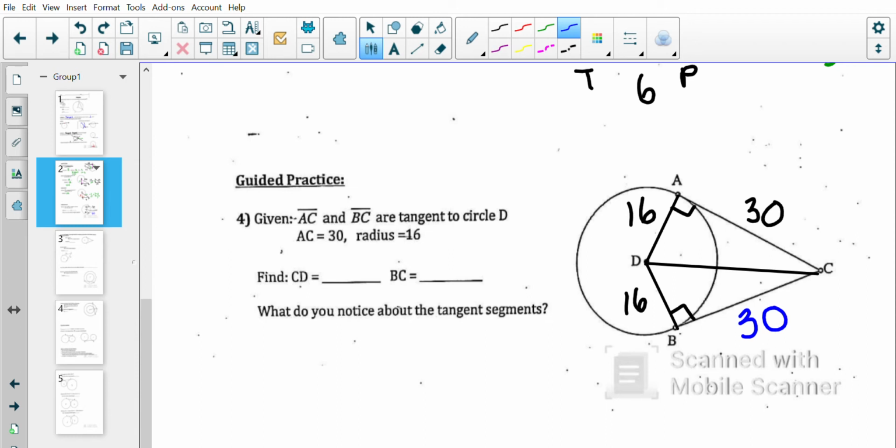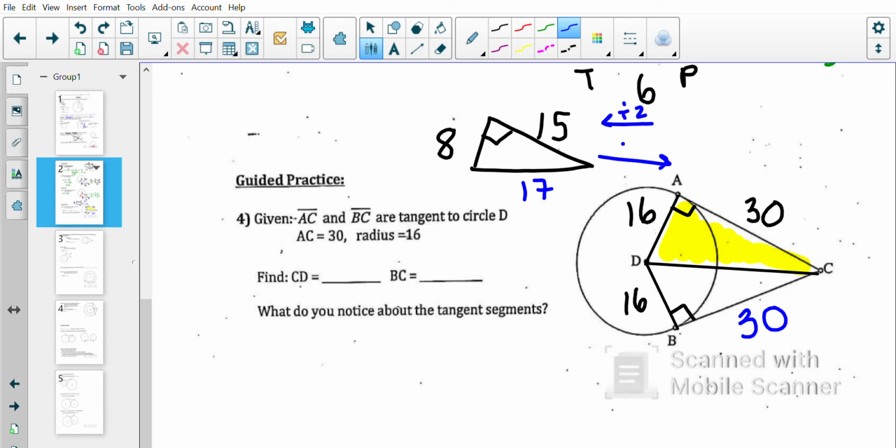And now we want to find CD. Well, I definitely do not want to do the Pythagorean theorem on 16 and 30. So what am I going to do? I'm going to divide by 2. I'm going to create a new smaller triangle. And I'm going to have an 8 and a 15, which is a triple: 8, 15, 17. We divided by 2, don't forget to multiply back by 2. So we're going to get 34. And the length of BC is 30.